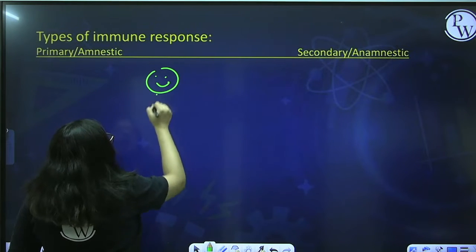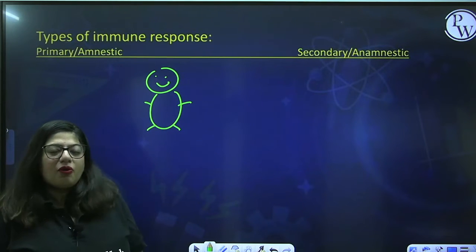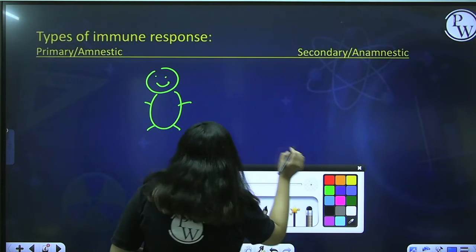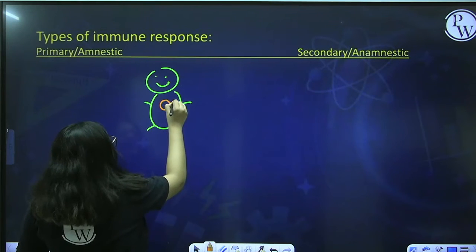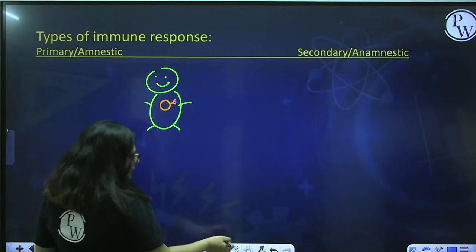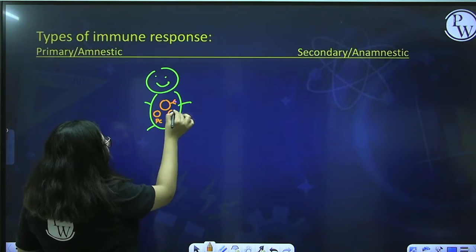You are very happy, you are playing cricket, but one of your friends had chickenpox. You get exposed to the virus and the virus enters inside your body. Now, the B cell will identify the virus first and the B cell will produce two types of cells, plasma cell and the memory cell.